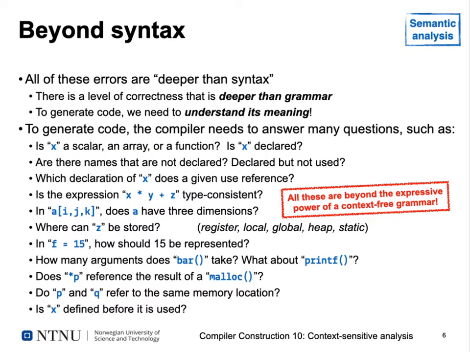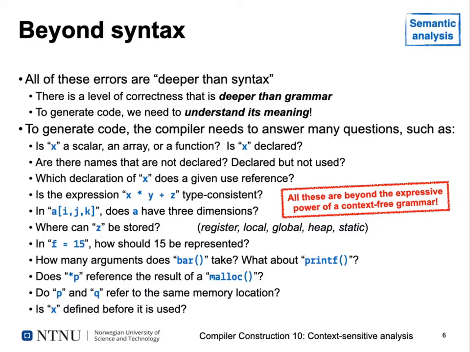So all these errors actually affect an area that's beyond syntax in our compiler here. So these errors are what we can call deeper than syntax. So we know that there is a level of program correctness that is deeper than our grammar. And in order to actually generate working code, we need to understand the meaning of this.